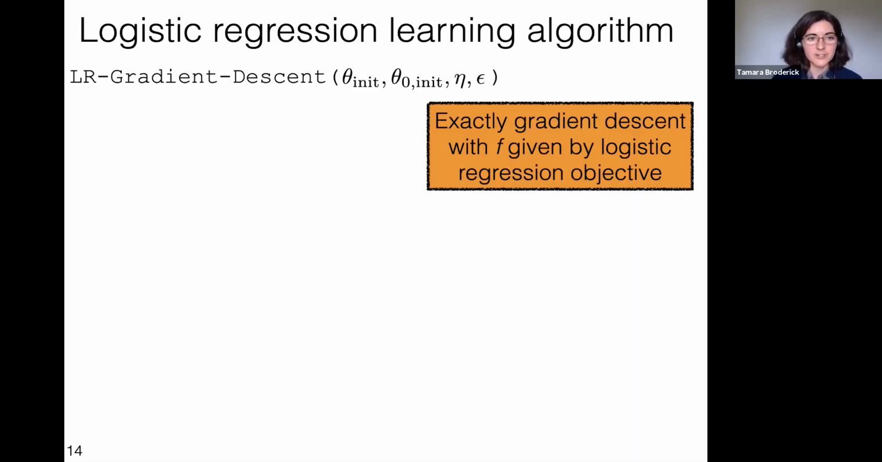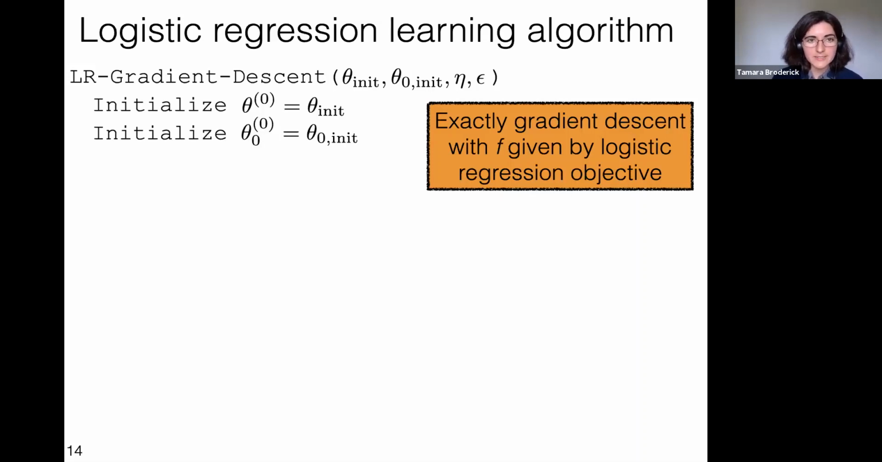Okay, so let's look at logistic regression with gradient descent. It's going to take initializations, a step size parameter, and a stopping hyperparameter epsilon and hyperparameter eta. It doesn't take in the function f now because that's defined by logistic regression. So we initialize, starting at particular values of the parameters, theta init and theta naught init. Those are just initial values. We have our counter of what step we're on, t equals 0. And we're going to repeat the steps of gradient descent applied specifically to logistic regression.